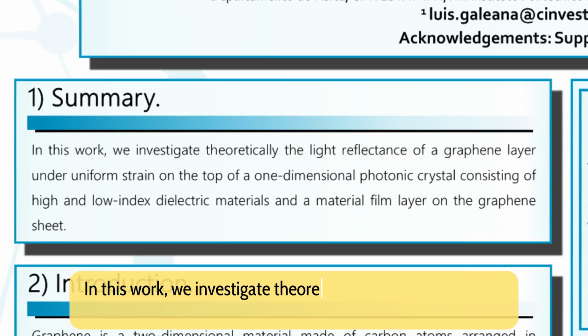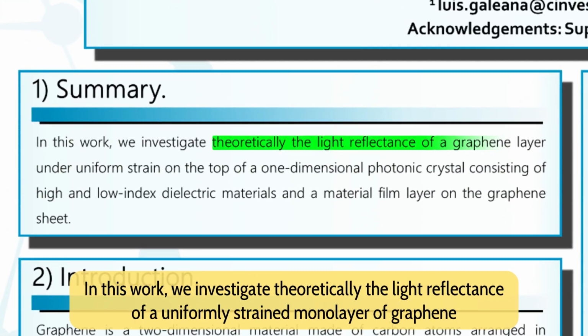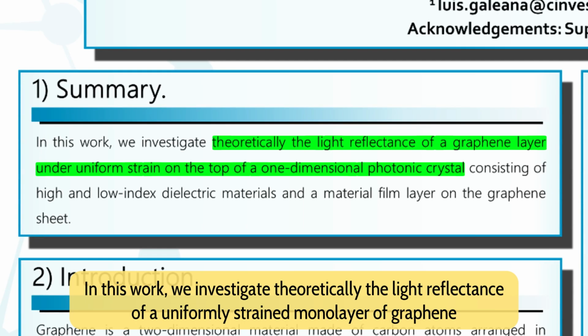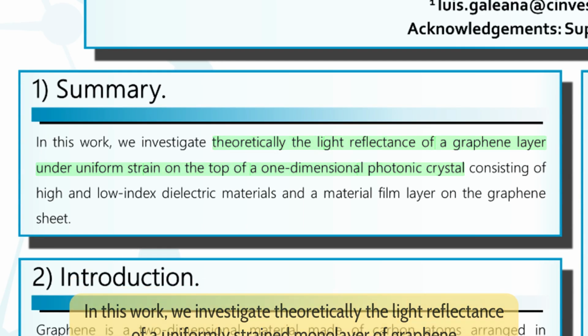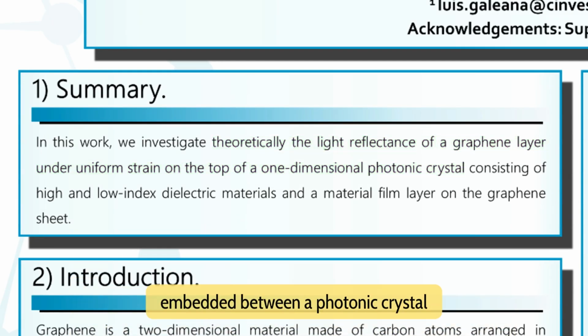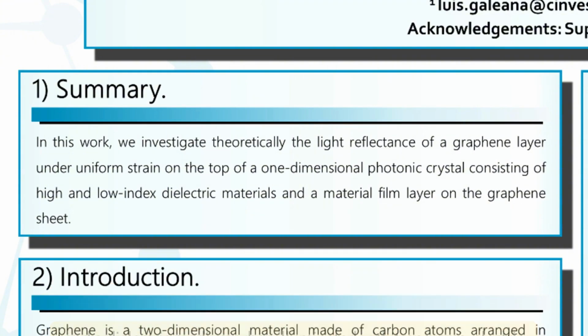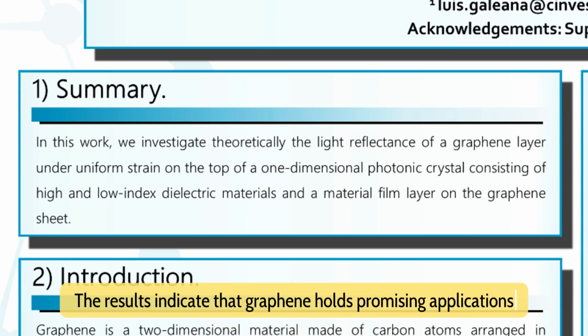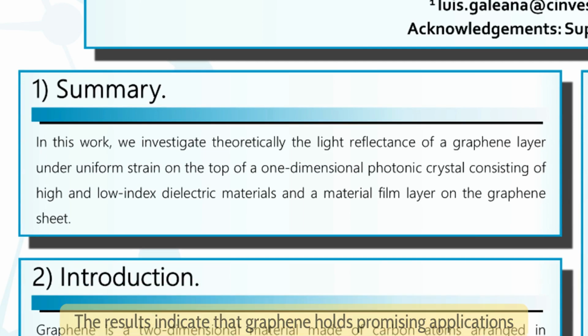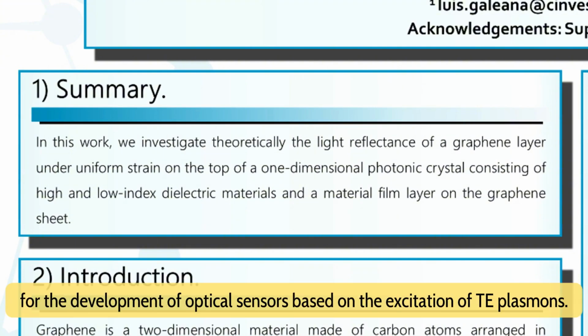Summary. In this work, we investigate theoretically the light reflectance of a uniformly strained monolayer of graphene embedded between a photonic crystal and a dielectric medium when illuminated with transverse electric, TE, polarized light. The results indicate that graphene holds promising applications for the development of optical sensors based on the excitation of TE plasmons.